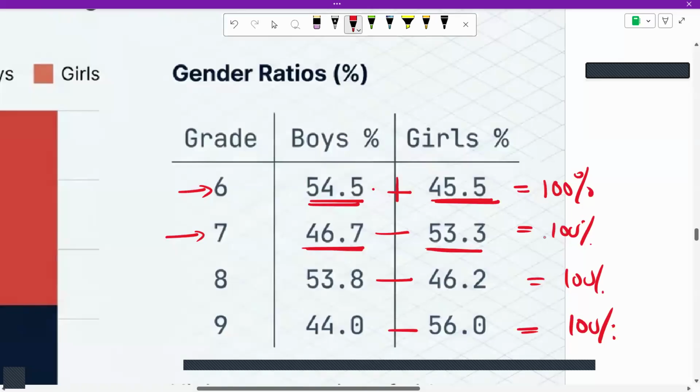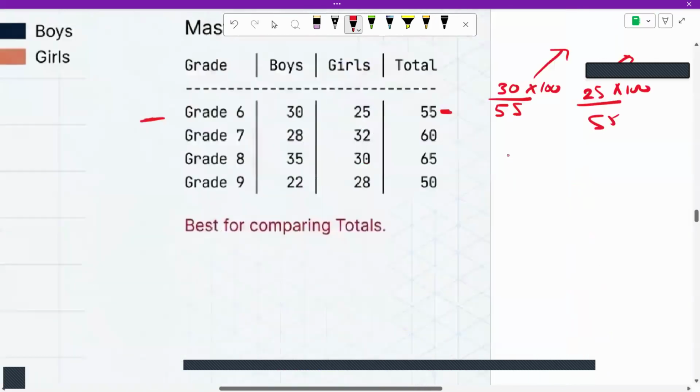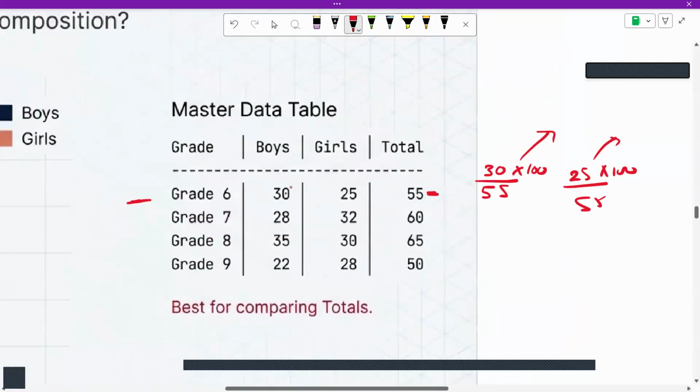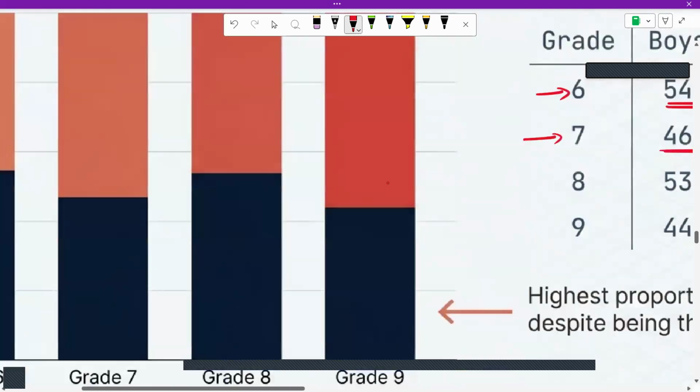Now, it's a ratio, right? We have found this percentage based on the ratio. How? In this way. This is the ratio: 30 over 55, 25 over 55, into 100. Likewise, 28 over 60 into 100, 32 over 60 into 100. So in this way, it's a ratio. We calculate it. Then we have the table.